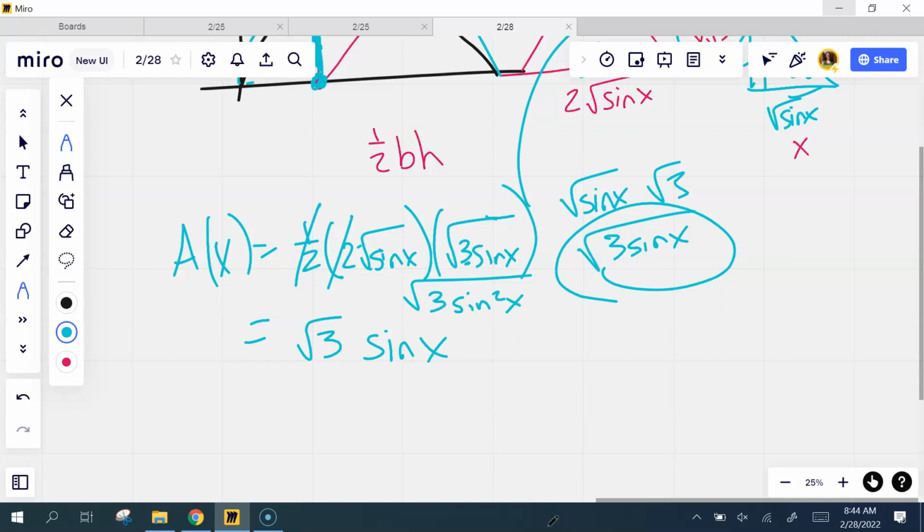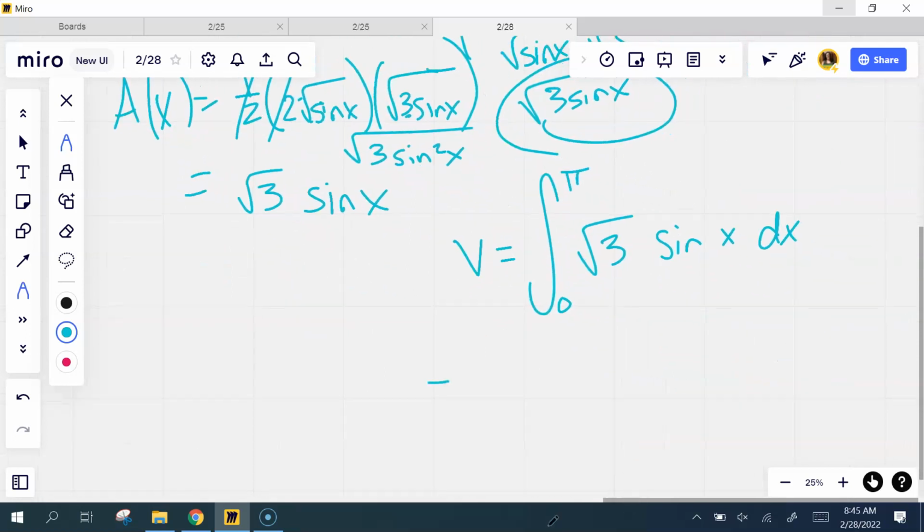But that's still not what I was asked for, because I was asked for the volume of the solid. So the volume from what to what? 0 to pi. Could definitely do this one without a calculator. What is the antiderivative of sine x? Negative cosine, right? Because the derivative of cosine is negative sine. So negative cosine x.